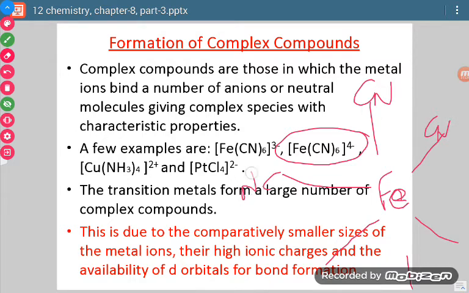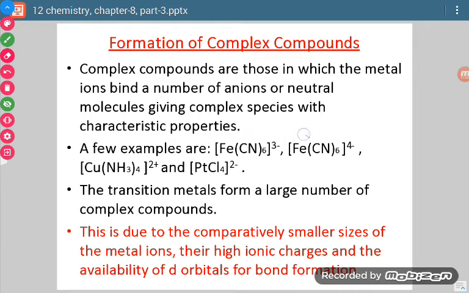Okay, now which type of bonds are formed in this? This type of bonds are called coordinate bonds. So there is formation of coordinate bonds. So 6 coordinate bonds are formed by 6 CN negative ions with iron. Okay, now if the central atom has the tendency, the capacity, that it can form 6 bonds with 6 CN negative groups, then only it can form a complex.